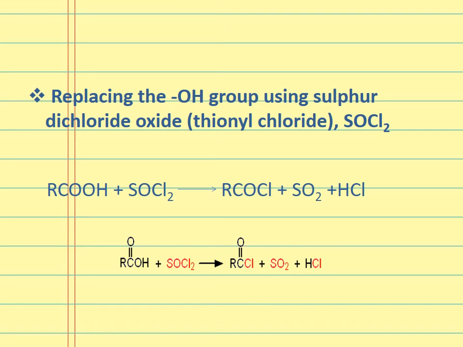Finally, replacing the hydroxyl group using sulfur dichloride oxide. Sulfur dichloride oxide, or thionyl chloride, is a liquid at room temperature and has the formula SOCl2. Traditionally, the formula is written as shown, despite the fact that the modern name writes the chlorine before the oxygen because of alphabetical order. The sulfur dichloride oxide reacts with carboxylic acids to produce an acyl chloride, and sulfur dioxide and hydrogen chloride gases are given off.